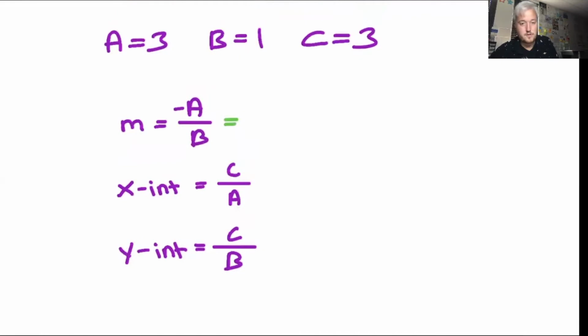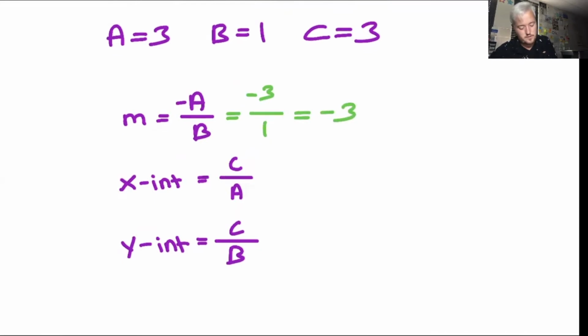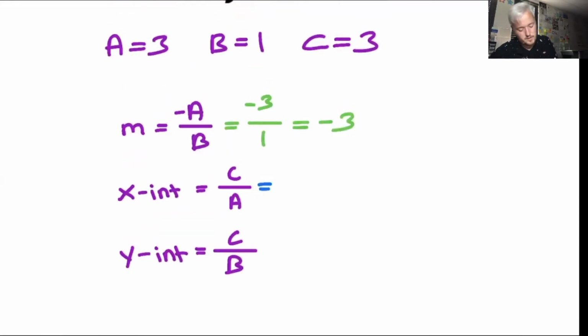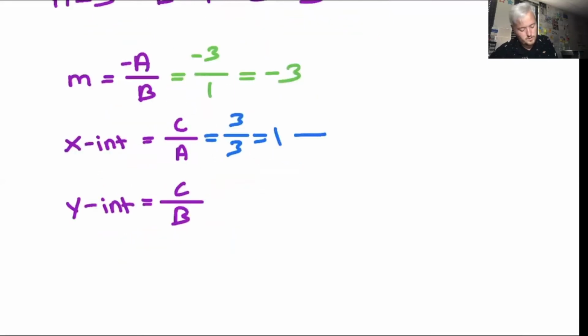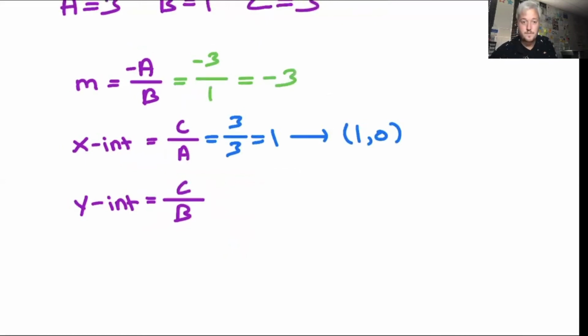So for your slope, I'm going to take the opposite of A over B. So the opposite of A, so -3 over +1, which is -3. Now for my x-intercept, I have C over A. So my C value of 3 over my A value of 3, which is just 1. So as a coordinate, this would be (1, 0).